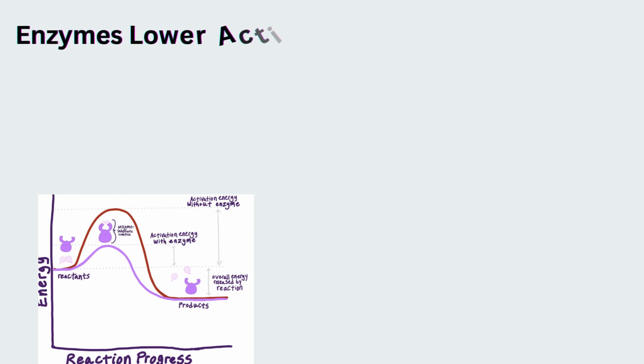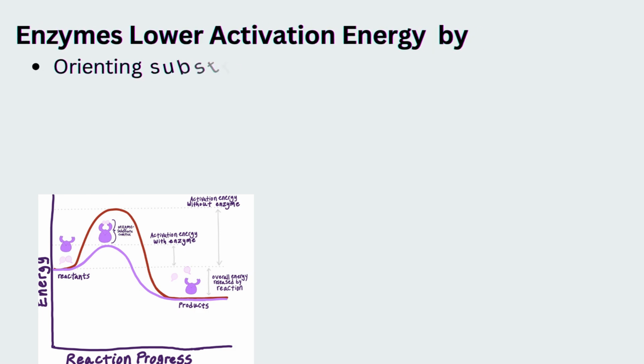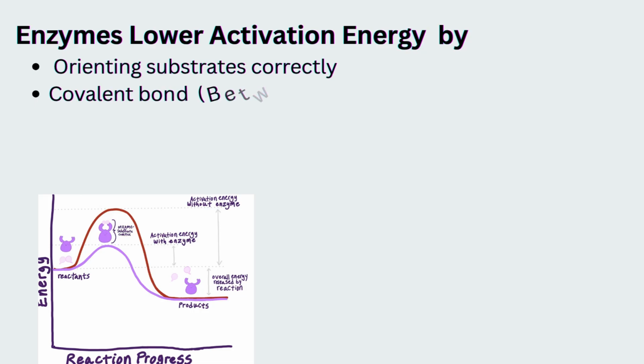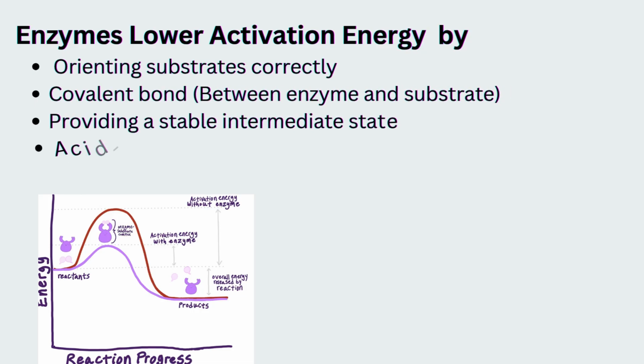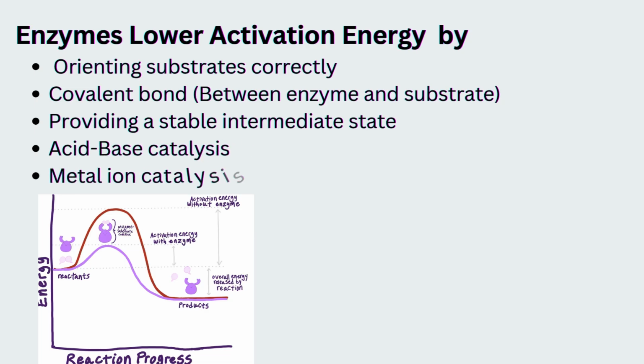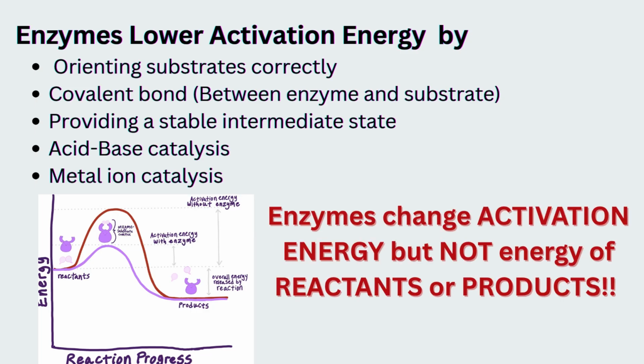How do enzymes lower that activation energy and make the climb easier? 1. Orienting substrates correctly. 2. Covalent bond between enzyme and substrate. 3. Providing a stable intermediate or transition state. 4. General acid-base catalysis. 5. Metal ion catalysis. Keep in mind that enzymes change activation energy but not the energy of reactants or products.